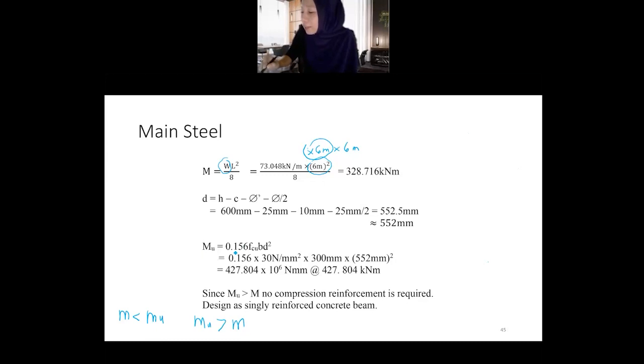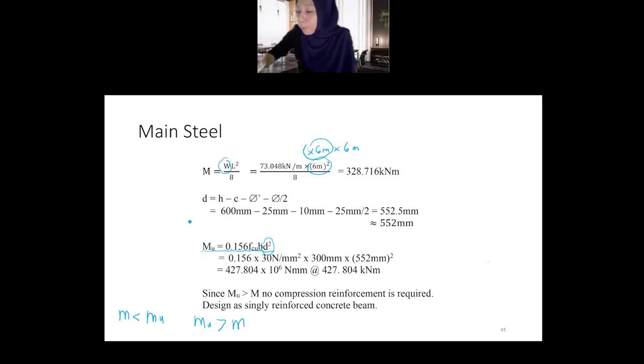Okay. Here is the formula. Okay. You can see MU equals 0.156 FCU BD squared. Okay. So 0.156 FCU, we know it is the concrete strength. Okay, the question has already given 30 Newton per mm squared. B we already know it is 300. Okay, but here we don't have the effective depth, or D. Okay, we need to find the value of effective depth.